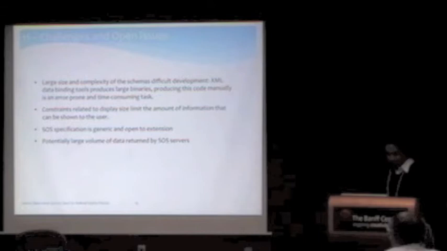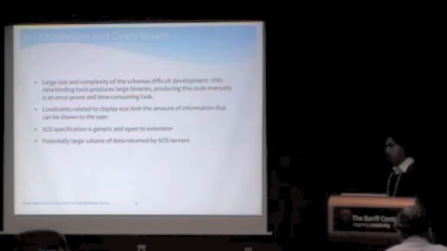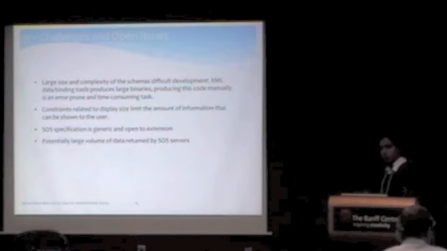We have also faced other challenges like the constraints related to the display size. Mobile phones have a very small screen, so the amount of information that can be shown to the user is not very high. Another challenge has been that the SOS specification is generic and open to extension. That's why, in the limitations, we have to limit ourselves to use only one type of encoding for observations. And of course, if somebody else defines their own model for observations, as can be done with O&M, well, the application is not able to read that data.